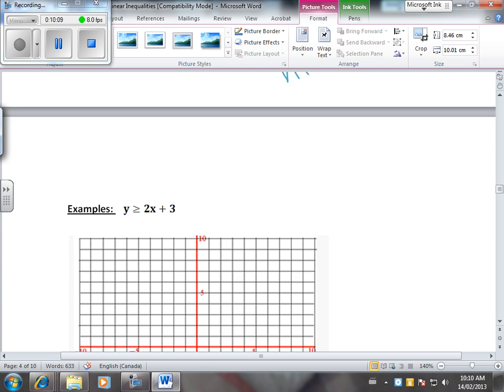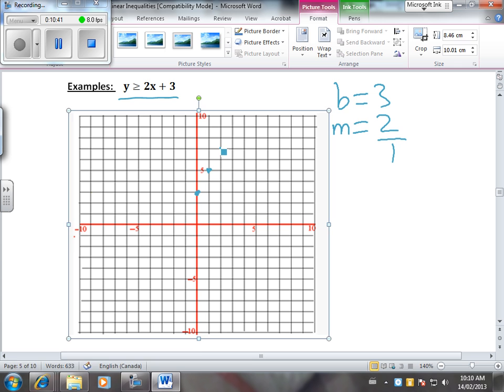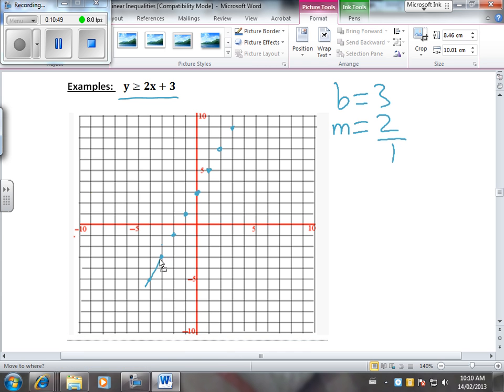So let's do this example here. y is greater than or equal to 2x plus 3. You'll notice that this is the same example as before, but that will be good because it's good practice. So again, identify, am I in y equals mx plus b form? Yes, so we can go on this one. So b will be 3 and m is 2 over 1. So we go up 3 and then we plot our graph. Oh, whoops, not there, there, and there. We draw our line.